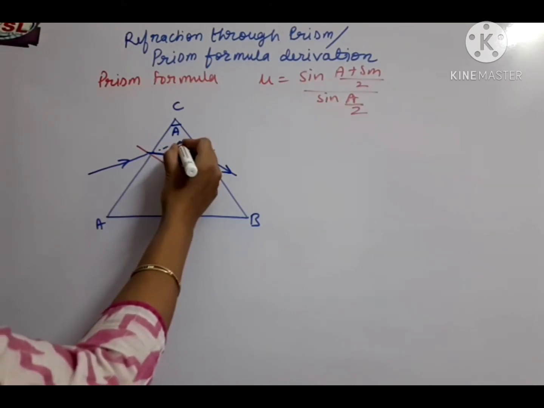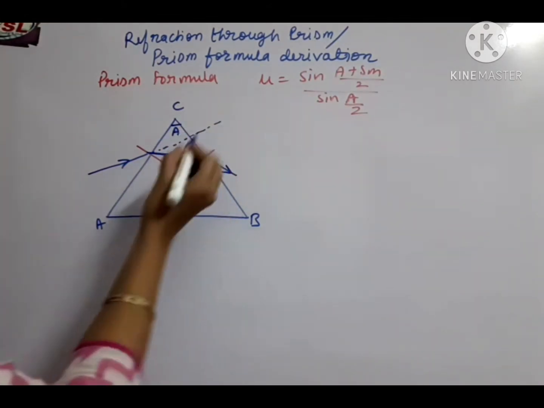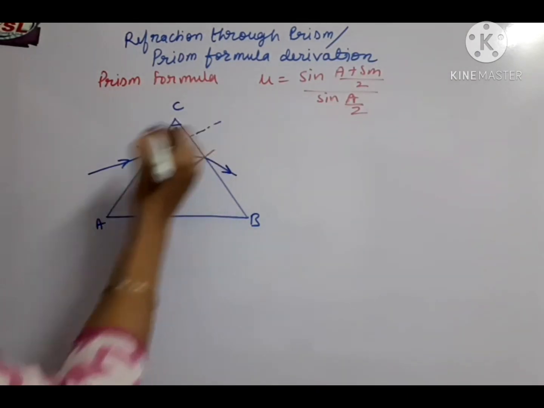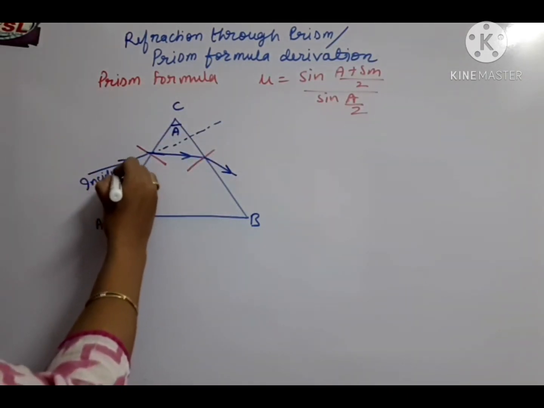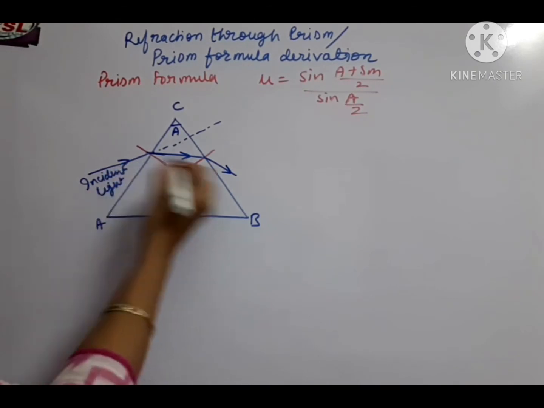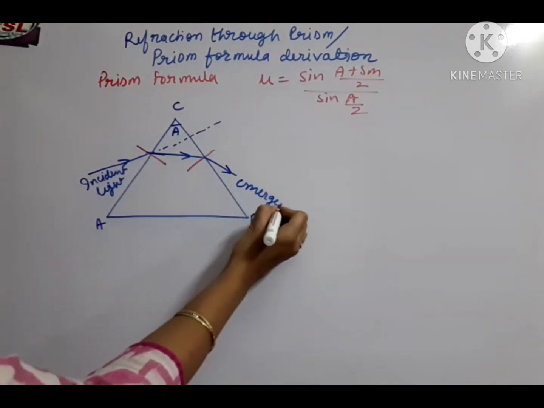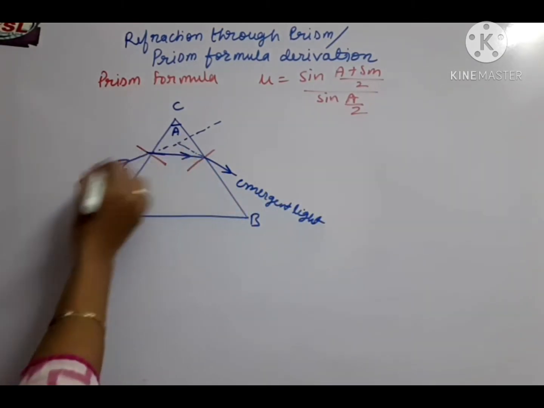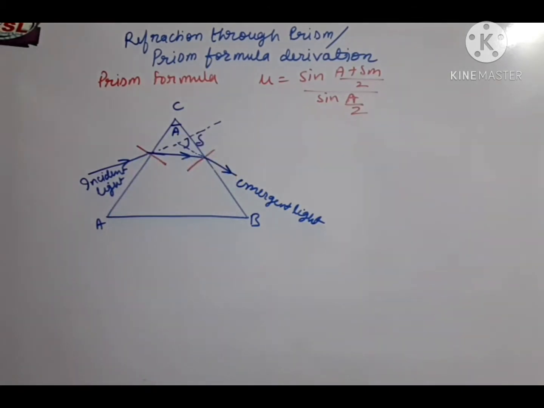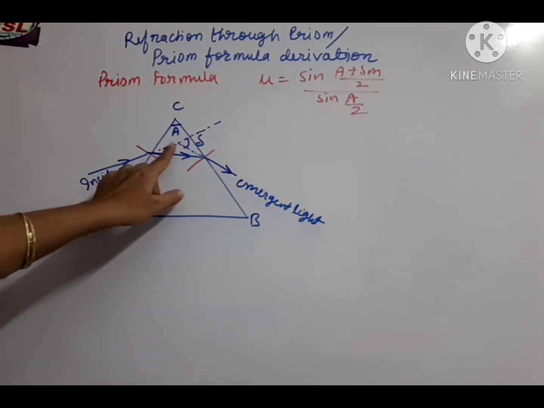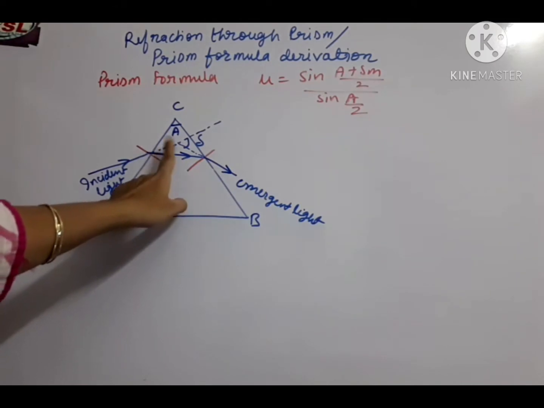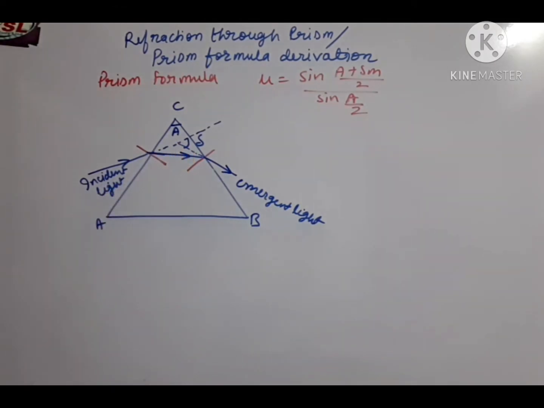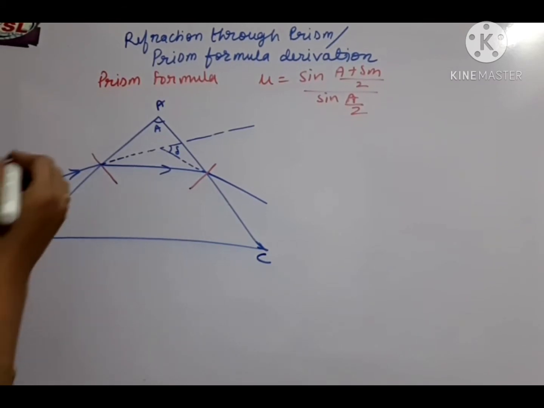Now let us complete this diagram with the deviation angle. If this is the original path of the incident light, and this is our emergent light, then the angle between the emergent light and the incident light is called delta. Now we have to do the calculation with the help of these angles, so I'll draw the diagram bigger. Let us draw all those angles.